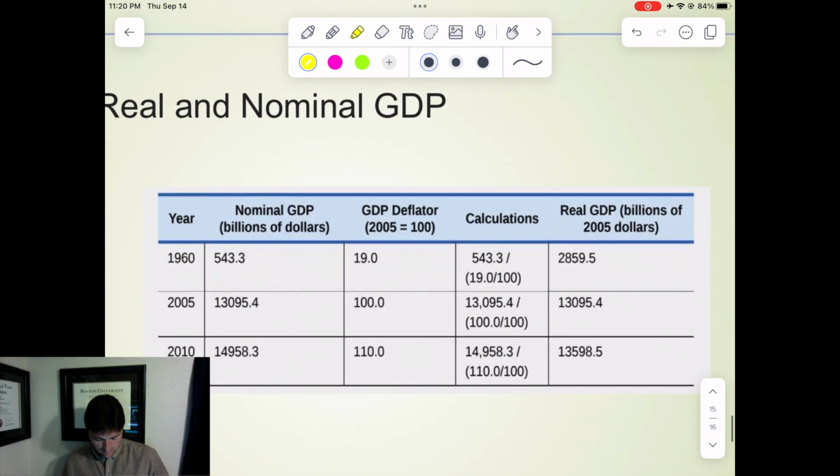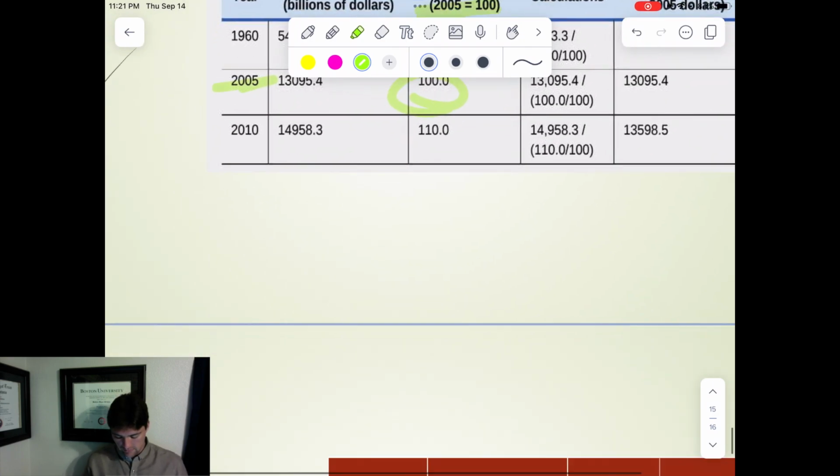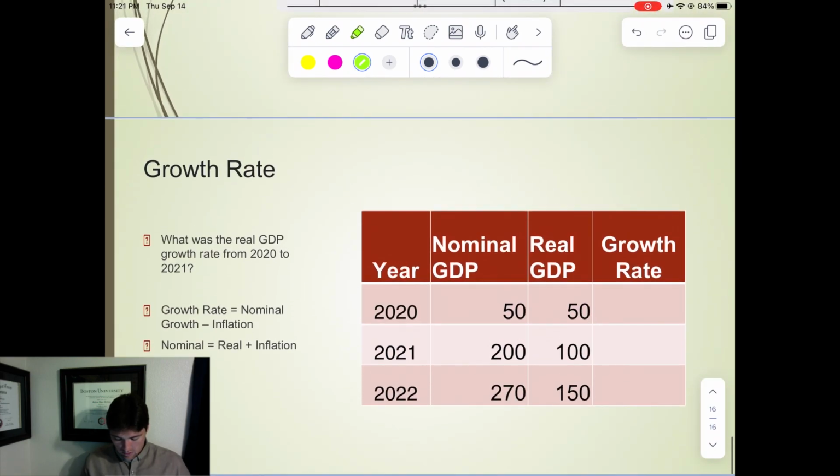So that's what we do, right? We'll take the nominal GDP, and we could use some algebra to figure out the real GDP. But nominal divided by the real times 100, that is the deflator. What you'll also notice is that whenever you're in the base year, it's always equal to 100, because it's 150 divided by 150 times 100, so it's always going to be 100 for your base year.